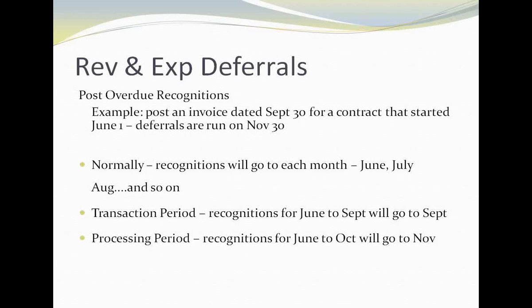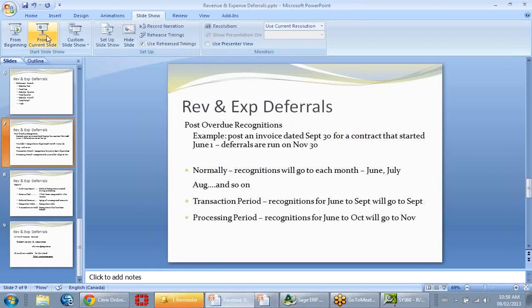And I will preface that by saying that those periods need to be open in your GL in order to do that. I could choose transaction period, and what would happen there is it will consider when I'm entering the transaction in Sage 300 ERP. So September 30th in our example here. So it will take all of the recognitions from June, July, August, and September and put them all into the month of September. If I choose processing period in this example, then it will actually pull all of the recognitions forward and put them all into the month of November when I'm actually running my deferral.